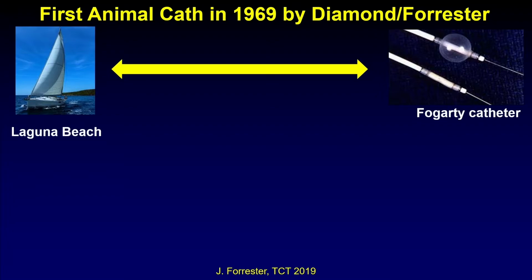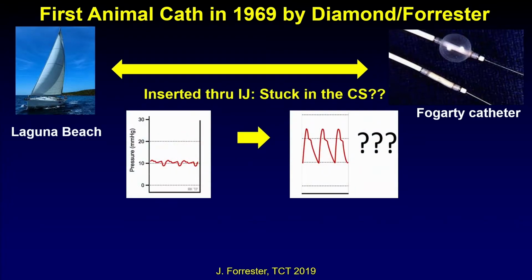I don't know if you know, but Swan was sitting on the beach and saw sailboats and thought maybe if he used a balloon-tip catheter, that could enable this device to go into the PA, or at least to float in that way. As a favor, folks from Edwards put a balloon on an infant feeding tube and gave it to them. This was the first animal catheterization by Diamond and Forrester in 1969, where they put the catheter in and saw this waveform and realized it was maybe the PA.